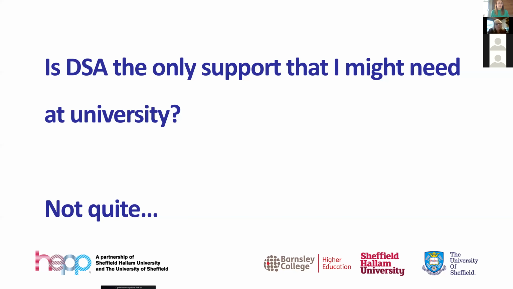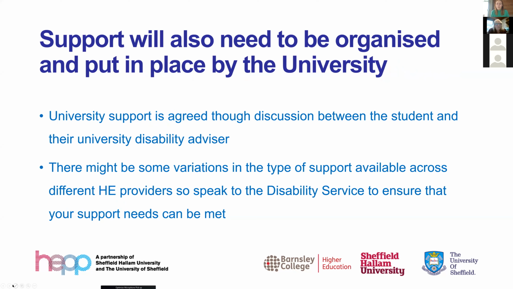the university support that's available, just to say that there might be some variations in the type of support that's available across different universities. So that's why it's important that you speak with the disability service at the university to ensure that the support that you need is going to be in place with the university. In terms of type of support, I'm not going to go into a lot of detail. The type of support that the university can put in place would very much depend upon your individual need.